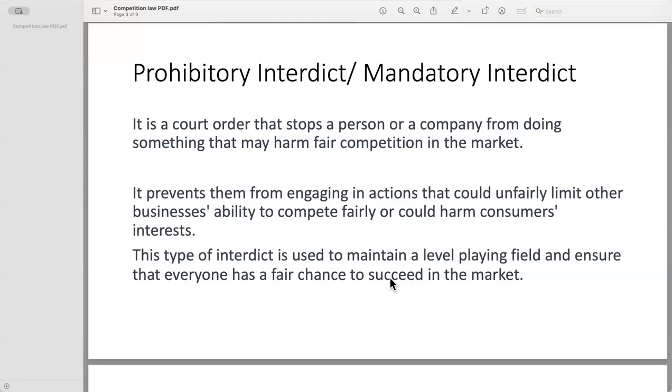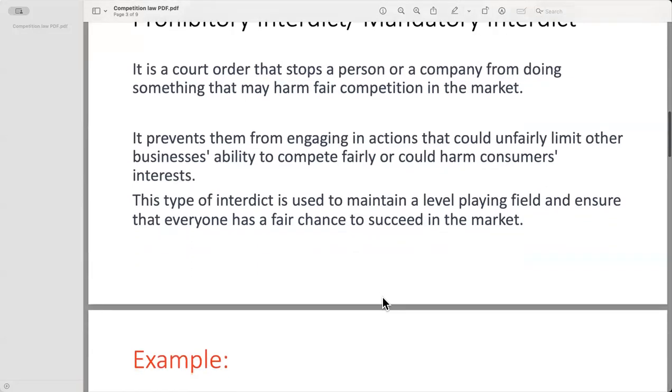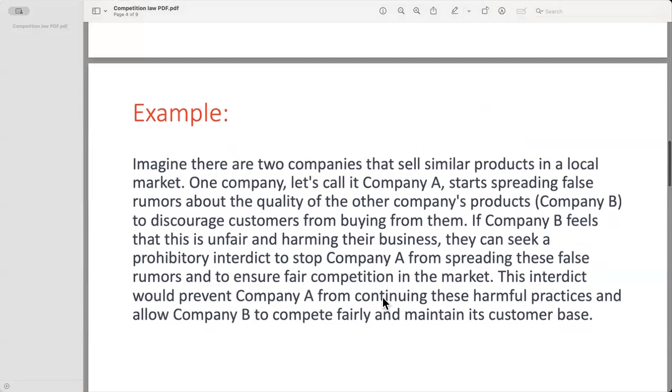So it is an interdict that is used to maintain a level playing field and to ensure that everyone has a fair chance to succeed in the business market, and everyone has to succeed fairly. We can't be spreading rumors and trying to succeed by getting other people down, right? Okay, so there's my example.